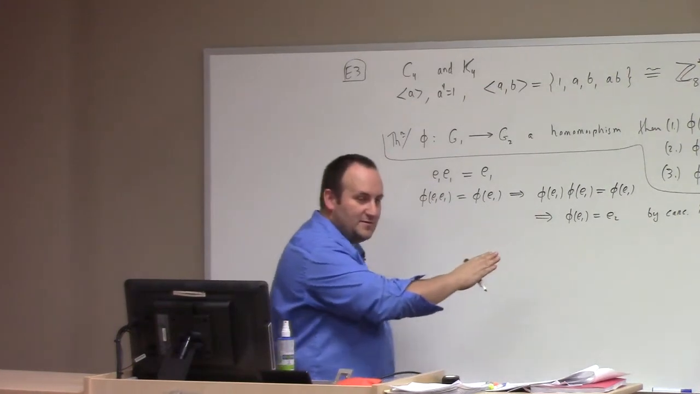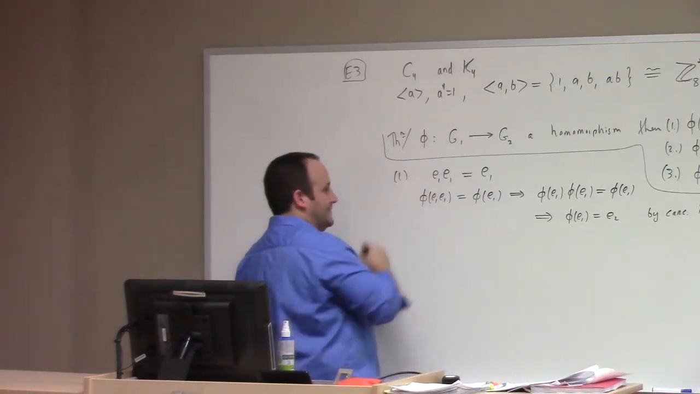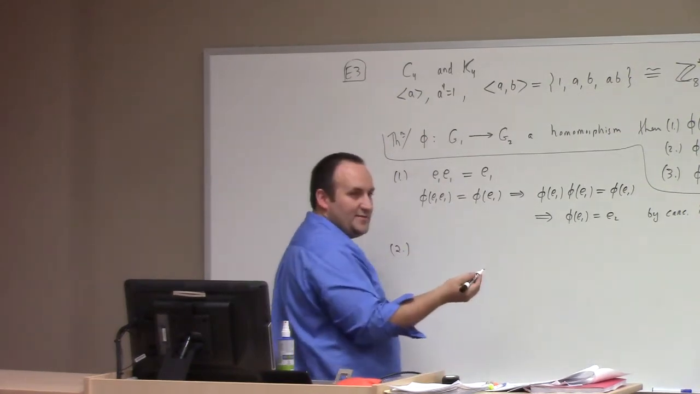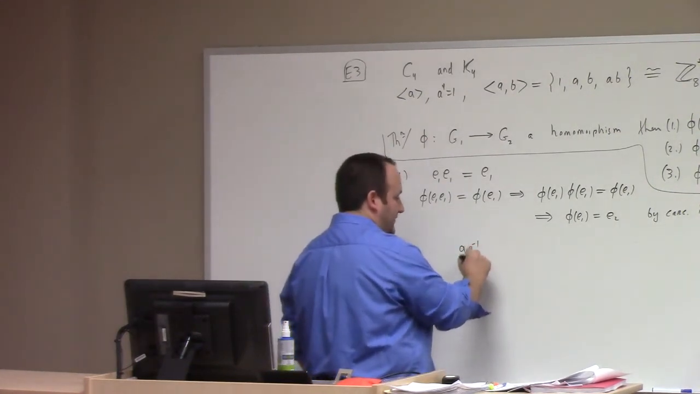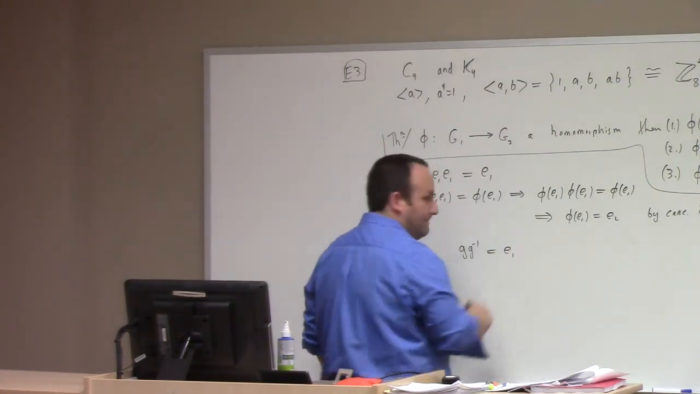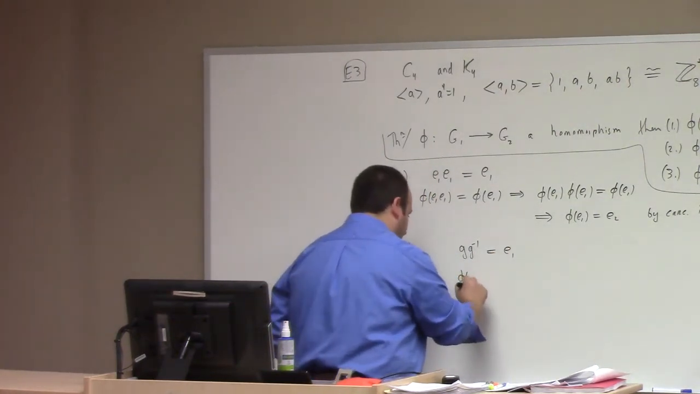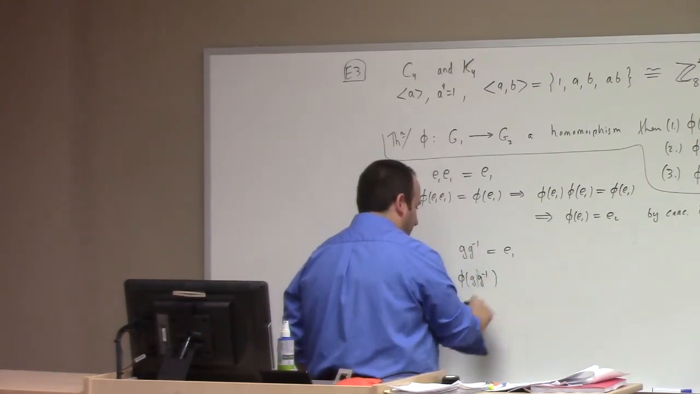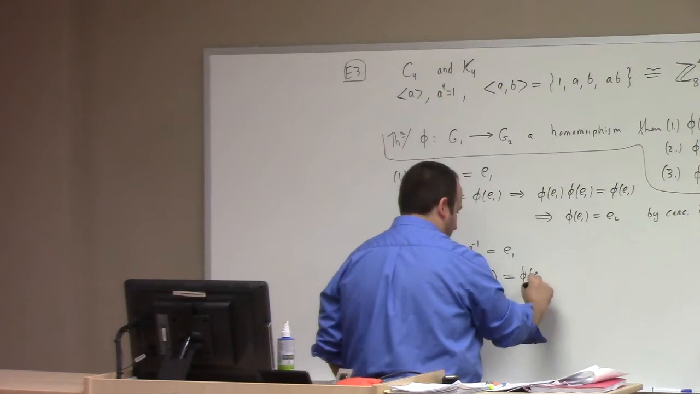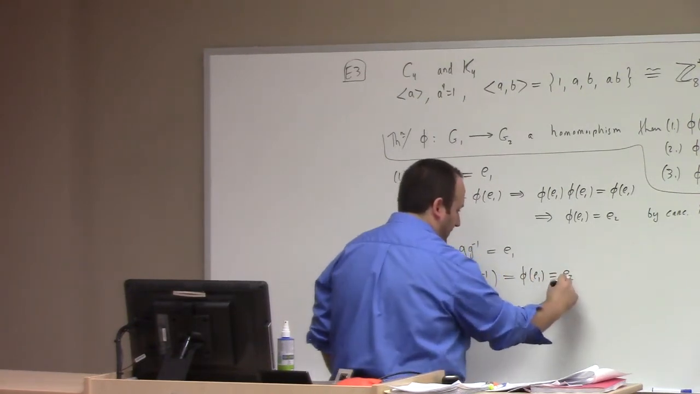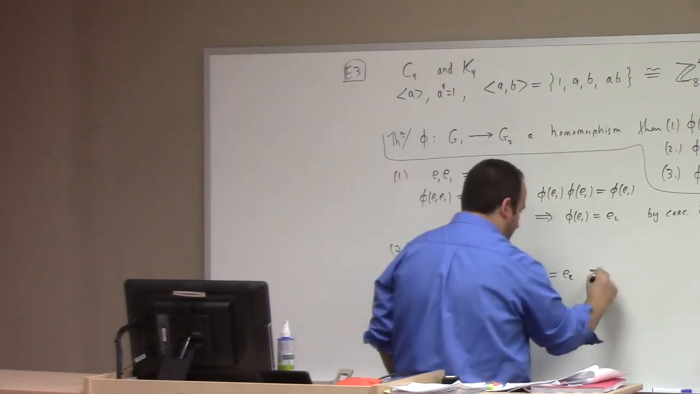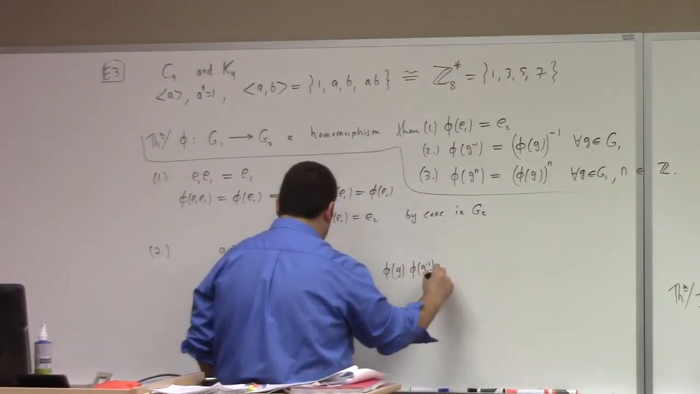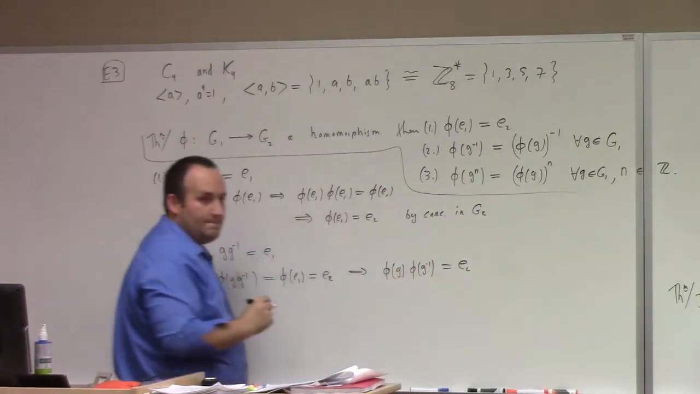So 1 is shown. 2. I think you can guess where the proof is going to go. G G inverse is equal to E1, right? So phi of G G inverse, that's just fun to say. Phi of G G inverse is phi of E1, which is E2 by 1, right? But by the homomorphism property, that's phi of G times phi of G inverse equal to E2, right?